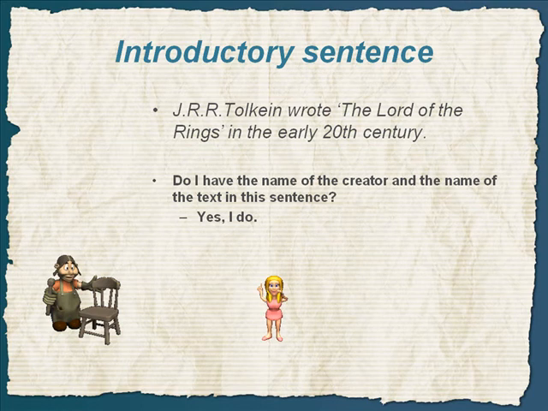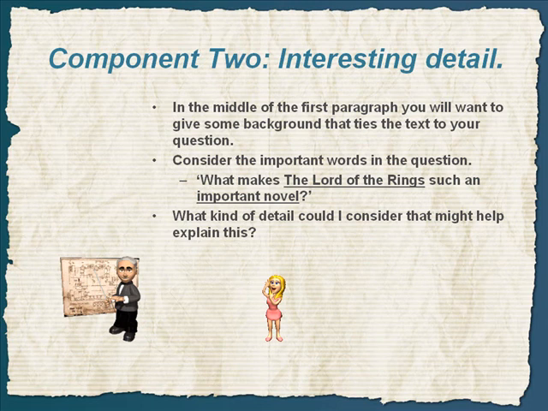If my introductory sentence says, J.R.R. Tolkien wrote The Lord of the Rings in the early 20th century, I need to ask whether I have the name of the creator and the name of the text in this sentence. Well, yes, I do. But before you go straight into your argument, you need to give the second part of the introduction. The second component is interesting detail.